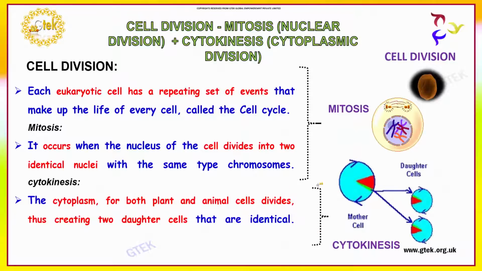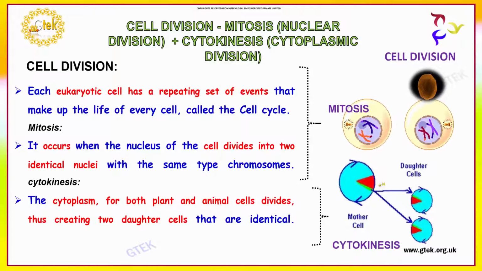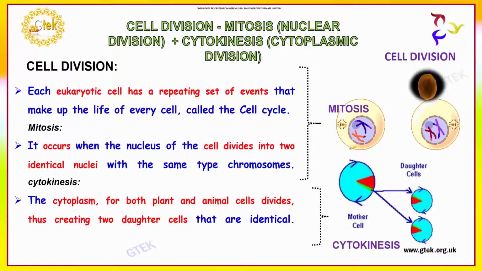Now we are going to see cell division. Each eukaryotic cell has a repeating set of events that make up the life of every cell. This is called the cell cycle. The cell cycle has two divisions, that is mitosis, and the other one is cytokinesis.